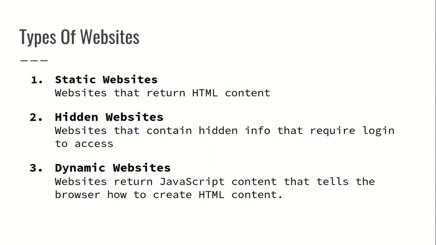We also have a hidden website. A hidden website is a website where you need to pass in your login credentials in order to have access to it. And then you have dynamic websites. Dynamic websites return JavaScript content that tells the browser how to create different HTML content. This can be difficult to scrape because you're getting JavaScript back rather than HTML. I'm sure there must be a way around scraping dynamic websites, but I haven't really scraped one. I've only used Selenium to interact with dynamic websites, and I've just obtained some basic information out of it, but not much.